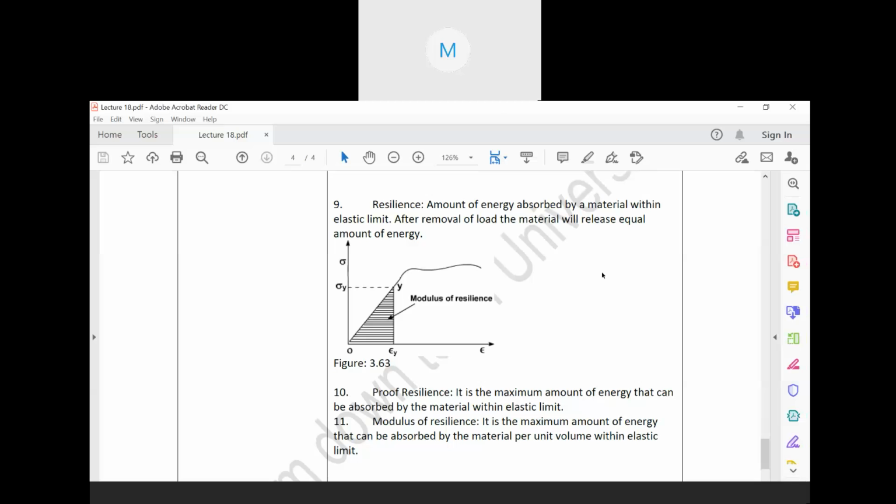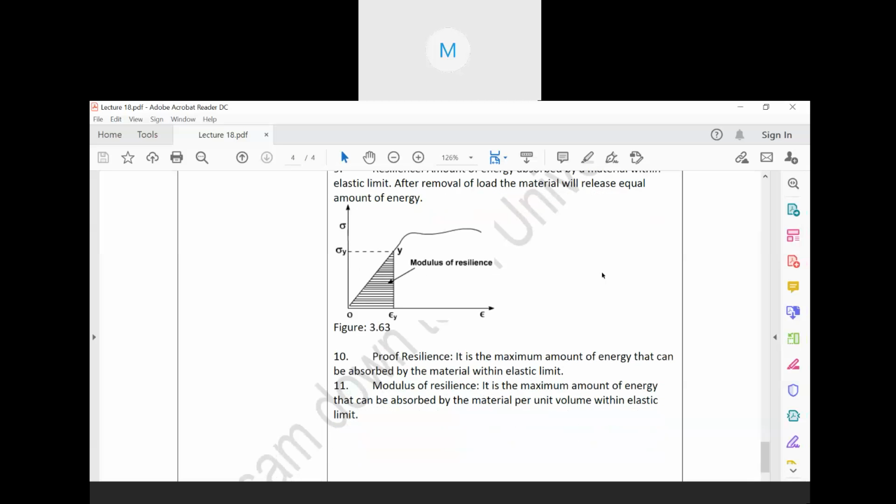At the point before breakdown, the amount of energy that is absorbed within the elastic limit is known as proof resilience. And if you divide proof resilience by the volume of the material, per unit volume, then you get the modulus of resilience. So these are the important terms.